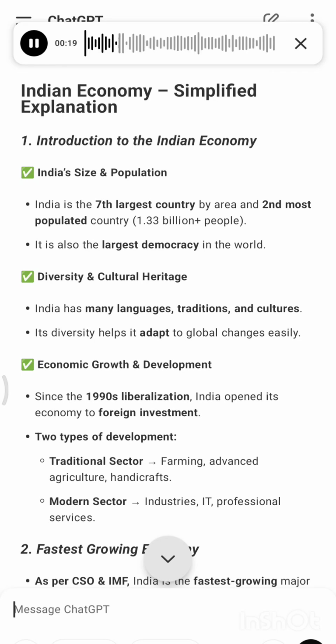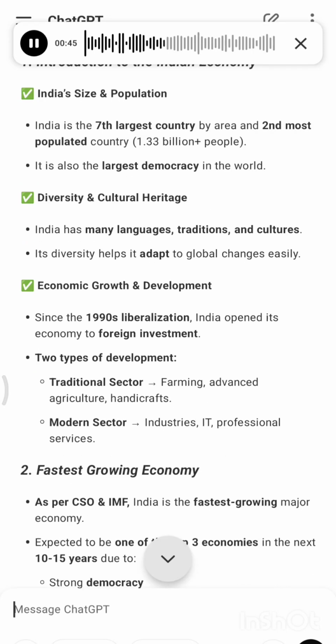Diversity and cultural heritage. India has many languages, traditions, and cultures. Its diversity helps it adapt to global changes easily. Economic growth and development. Since the 1990s liberalization, India opened its economy to foreign investment. Two types of development. Traditional sector: farming, advanced agriculture, handicrafts. Modern sector: industries, IT, professional services.